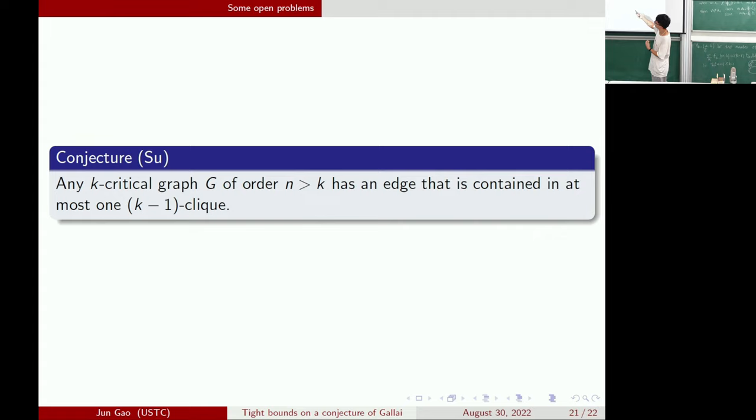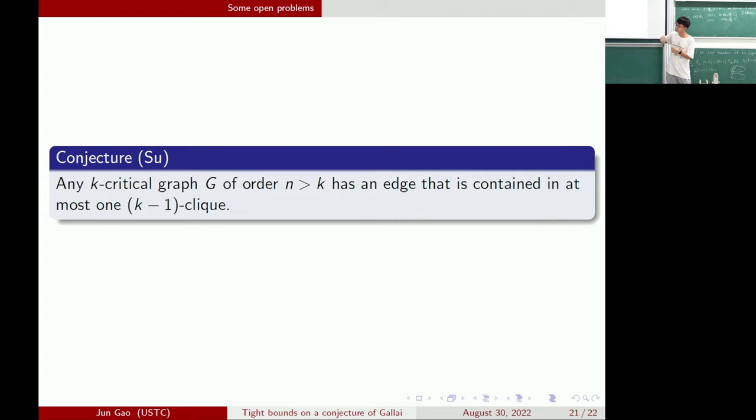And another conjecture is proposed by Su. They proposed this conjecture to resolve this problem, but I think it's also independently interesting. They conjecture that for any k-critical graph, there exists an H that is contained in at most one k minus one clique. And this conjecture is also very difficult. They also show this conjecture holds for k at most 7. So this is why they can show the original problem.